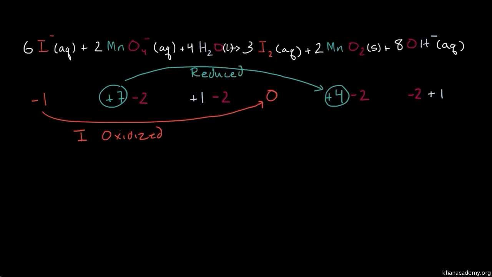Now let's look at the oxygen. Everywhere the oxygen has an oxidation number of -2, so nothing there. And same thing for the hydrogens: +1 on both sides, so nothing there. So the iodine has been oxidized and the manganese has been reduced.